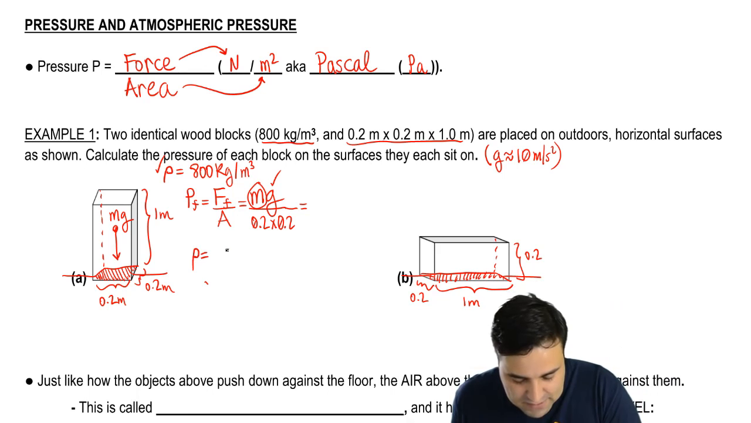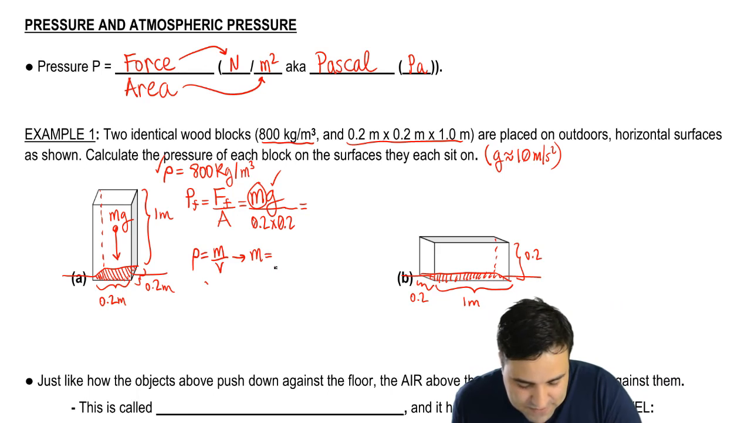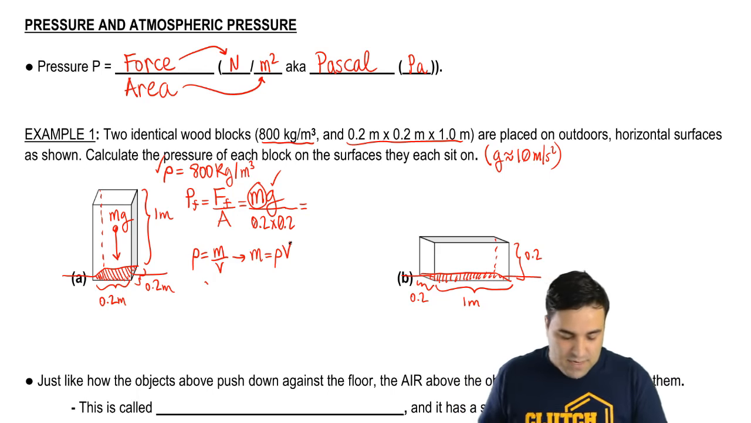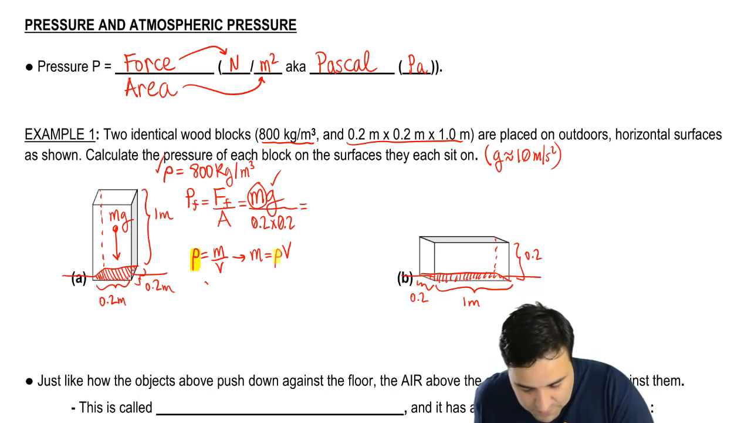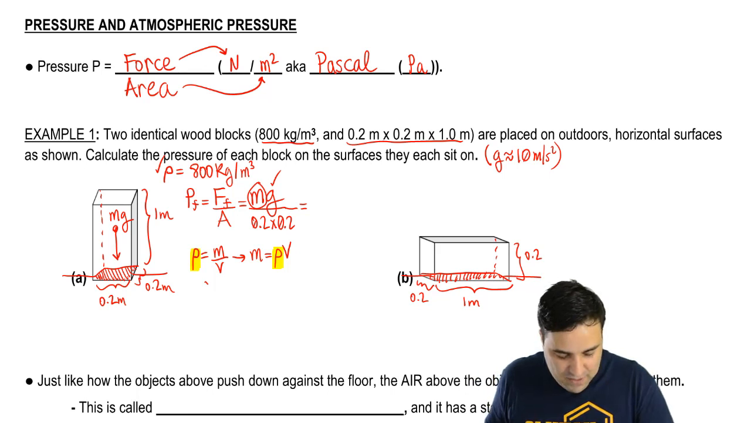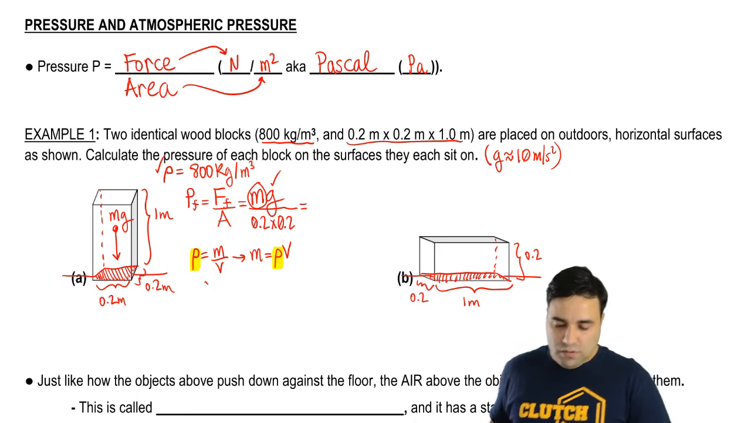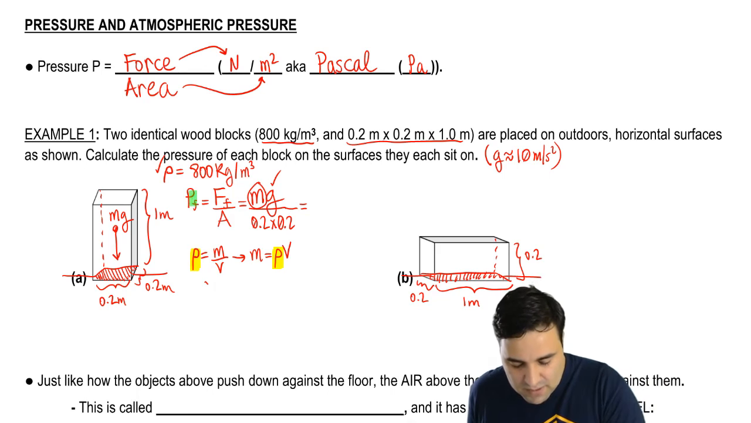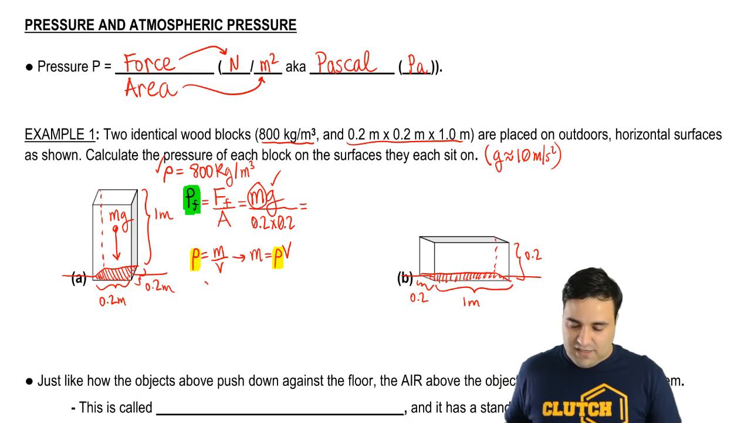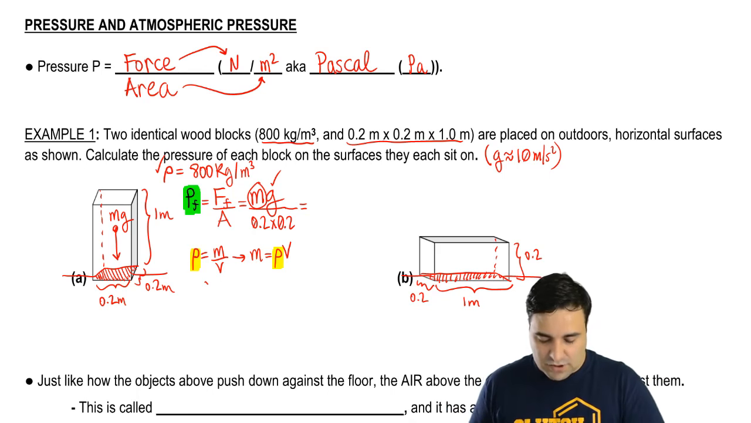Because density is mass over volume, therefore mass is density times volume. Now, please don't get the little curvy Greek p, which is rho, confused. That's density. Don't get that confused with big P, pressure. Those are different things. It's unfortunate that they look so similar.